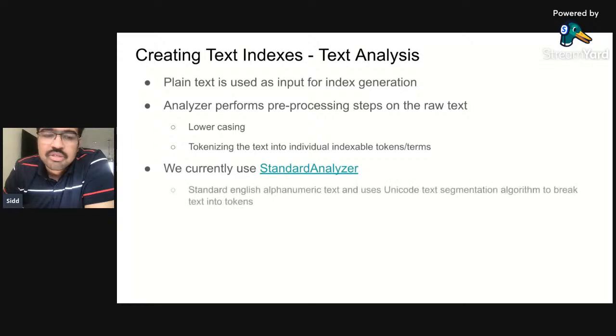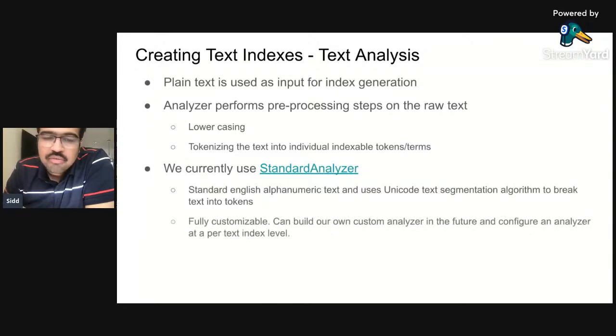The standard analyzer works very well for English alphanumeric text and uses the Unicode text segmentation algorithm, which is a general algorithm widely used across the text search landscape in databases, to break text into multiple tokens. And this is fully customizable. In fact, Lucene advocates that, and customizing it is very easy.